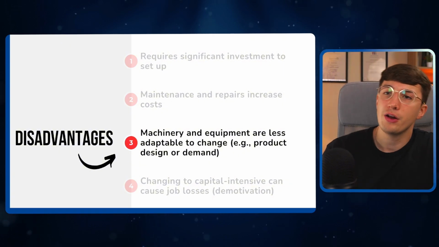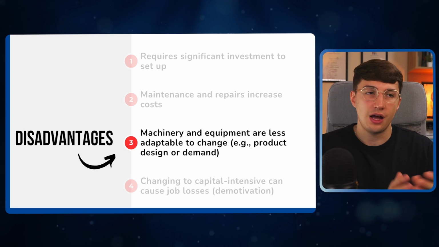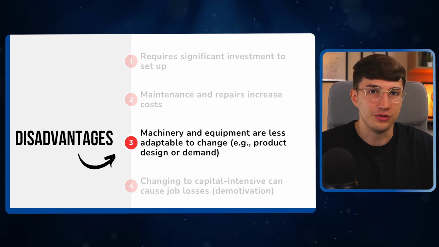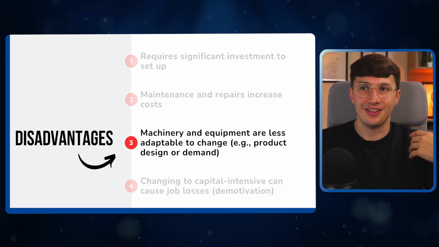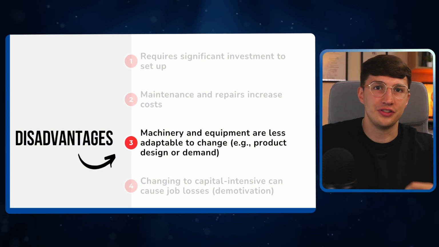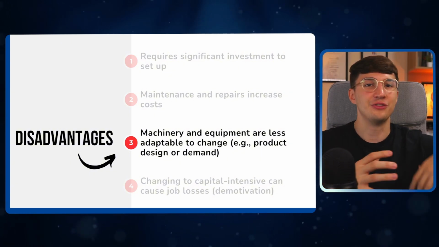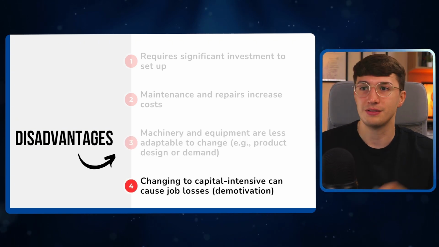And also machinery and equipment are less adaptable to change, because the machine or the equipment that we're using may only be fit for one purpose, for producing only one certain type of product. And this causes issues, because if we do need to adapt the product, do we need to alter the machinery? Do we need to buy in new machinery as well? Which once again can cost the business a lot of money.